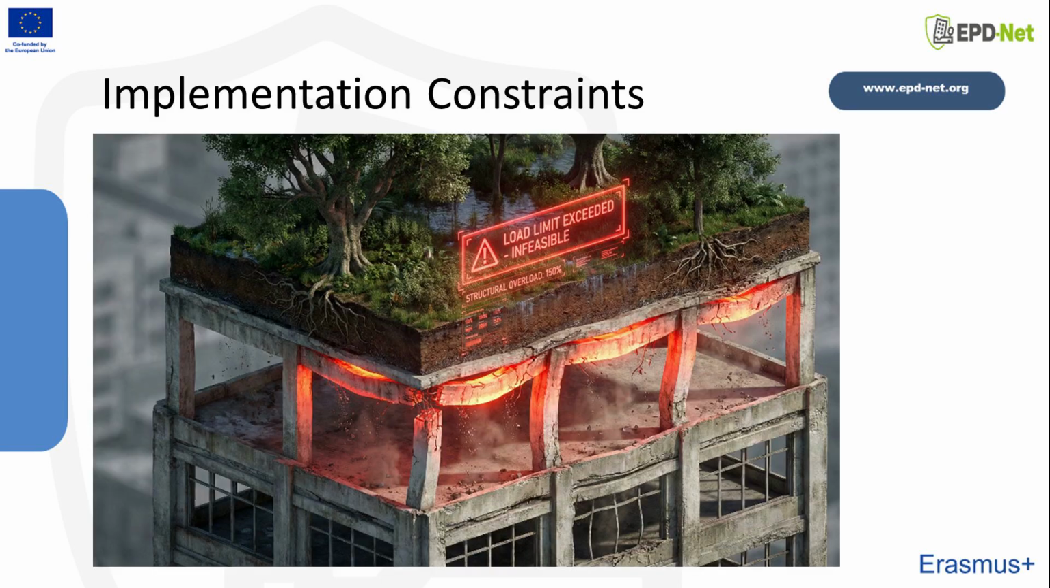Treat constraints as inputs, not afterthoughts. The easiest way to waste weeks is to optimize a roof design that the structure cannot carry or that maintenance cannot support. For retrofit projects, include a quick structural screening step early. It is better to reject infeasible roofs fast than to produce perfect simulations for roofs that cannot be built.